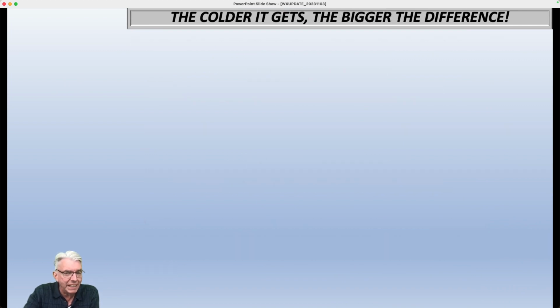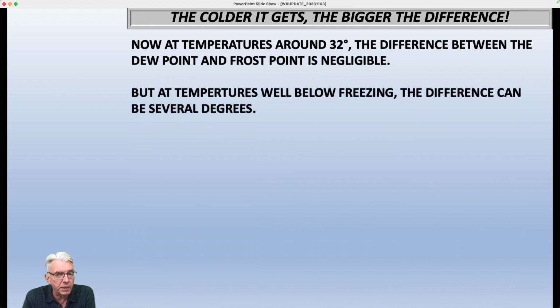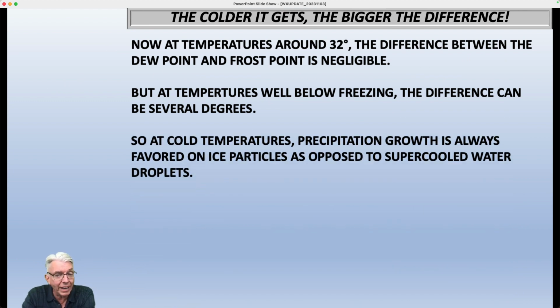So the colder it gets, the bigger the difference becomes. In other words, at a temperature around 32, the difference between the dew point and the frost point is negligible, okay? But when you get colder and colder, that difference becomes pretty big. It can be several degrees. And so this is why precipitation growth, as you go up into the clouds and it gets colder and colder, is always going to be favored over ice particles as opposed to supercooled water droplets.